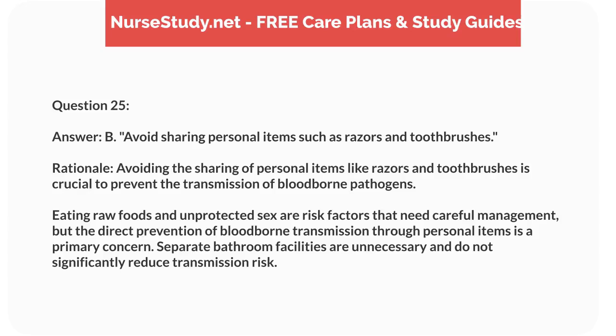Answer, B. Avoid sharing personal items such as razors and toothbrushes. Rationale: avoiding the sharing of personal items like razors and toothbrushes is crucial to prevent the transmission of bloodborne pathogens. Eating raw foods and unprotected sex are risk factors that need careful management, but the direct prevention of bloodborne transmission through personal items is a primary concern. Separate bathroom facilities are unnecessary and do not significantly reduce transmission risk.